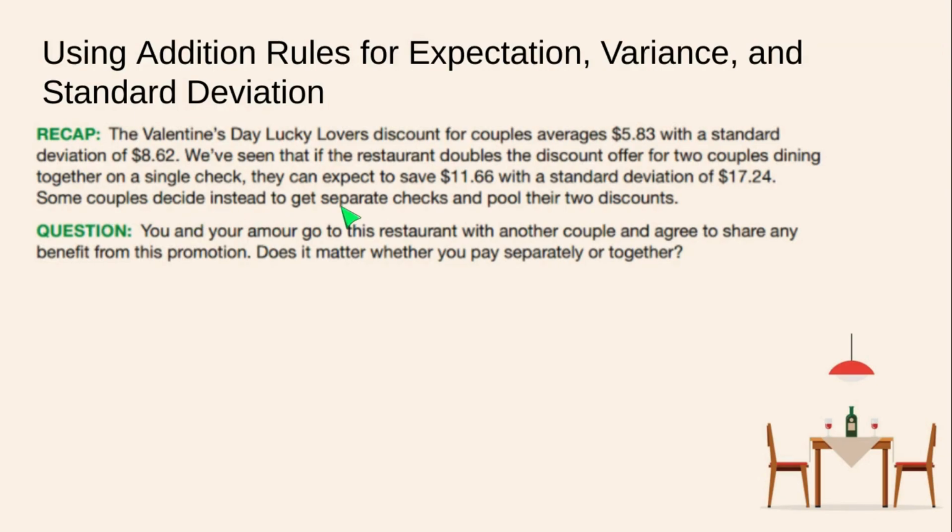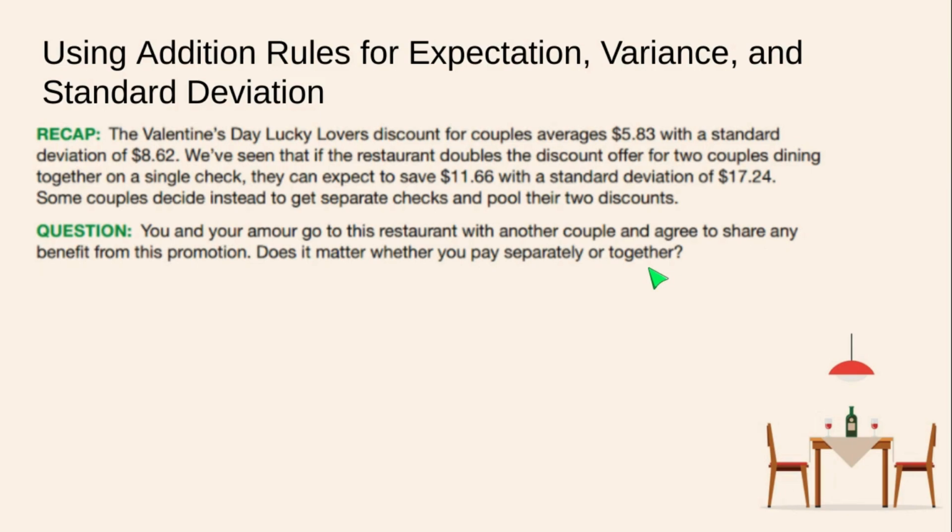Some couples decide instead to get separate checks and pool their 2 discounts. So instead of all putting their expenditures on one check, they divide the checks between the couples and then combine their discounts. And the big question is, is there a difference in that process? So you and your amour go to this restaurant, excuse my French, with another couple and agree to share any benefit from this promotion. Does it matter whether you pay separately or together?